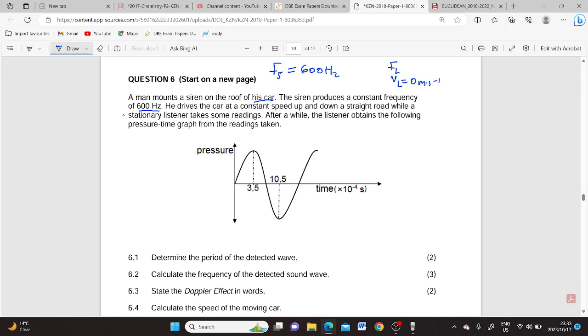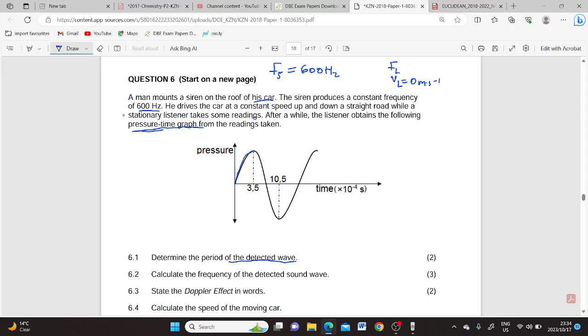After a while, the listener obtains the following pressure versus time graph from the readings taken. Okay, this is what we have. They're saying determine the period of the detected wave. So now, a complete wave is here.